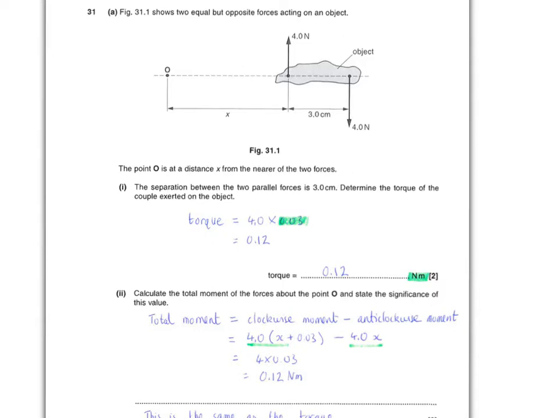First of all, we have to find the torque of the couple exerted on the object. We know this is a couple because these two forces are equal in size, opposite in direction, and separated by a distance. So the equation for torque is one of the forces, in this case 4 newtons, times the perpendicular distance between them, which is 0.03 meters.